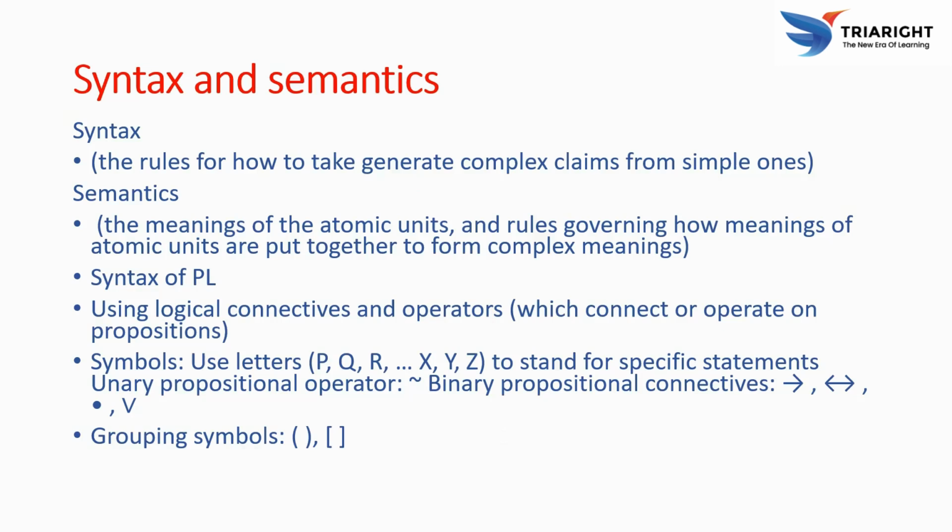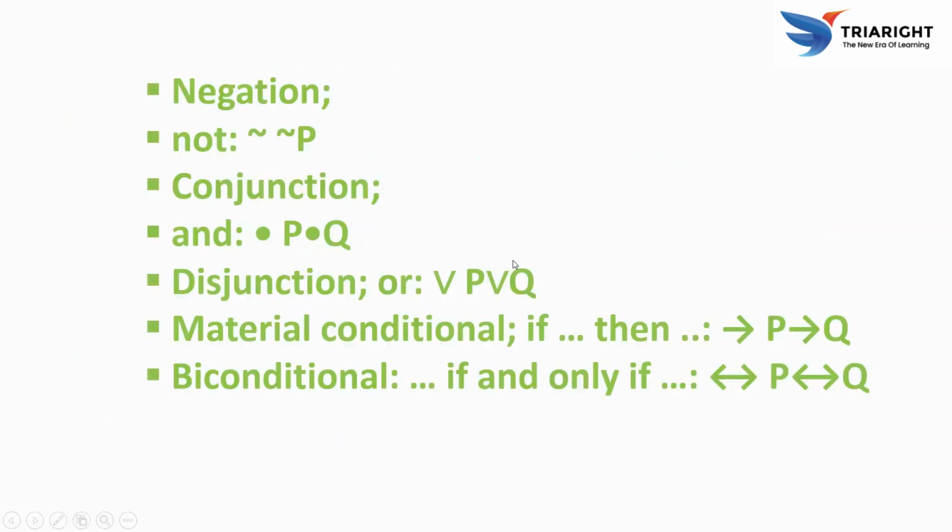Then we have the binary connectives. The binary operators connect two propositions. We can say this is often read as implies or if-then, like P implies Q, and we also have the biconditional here. So overall, the syntax provides the blueprint for building logical sentences, and semantics assigns meaning to those sentences, allowing us to determine their truth.